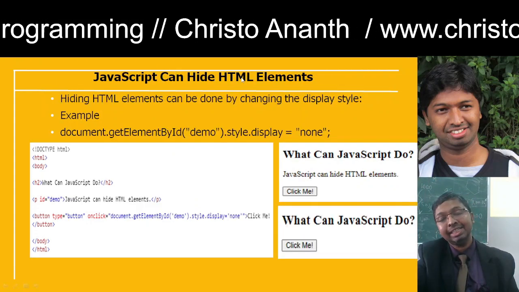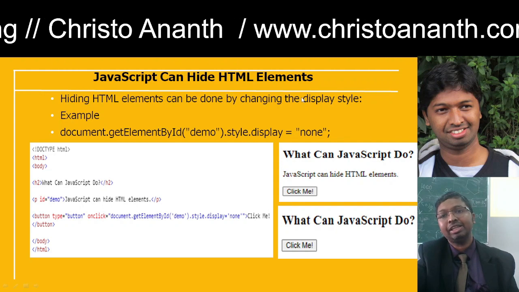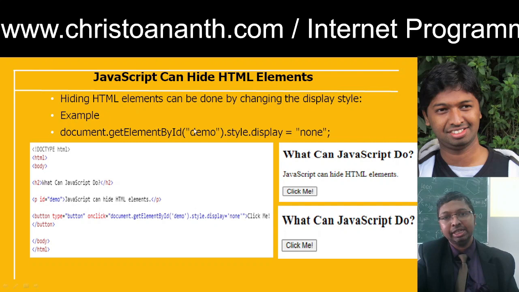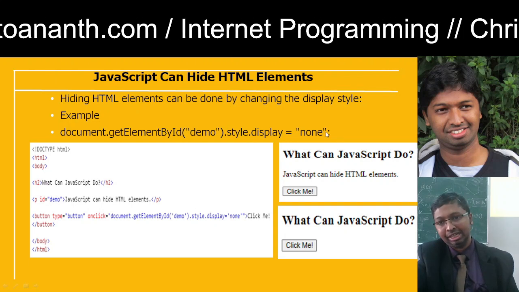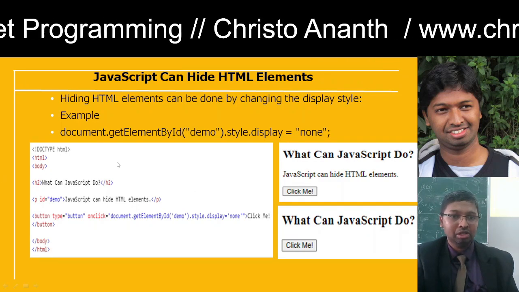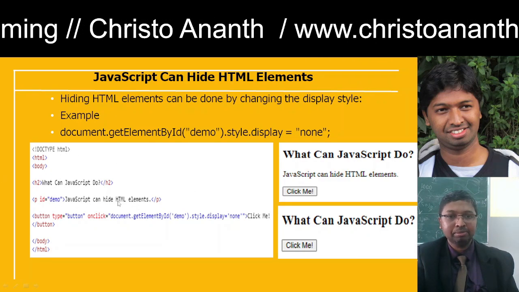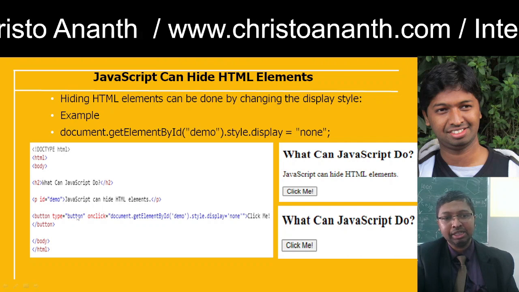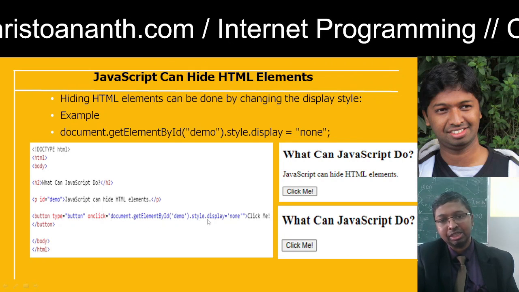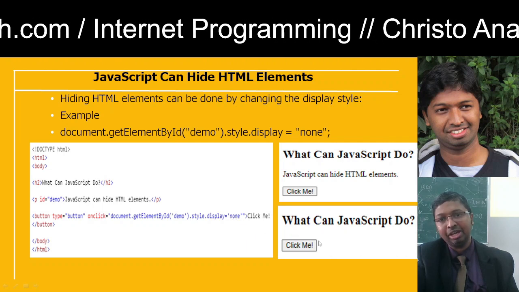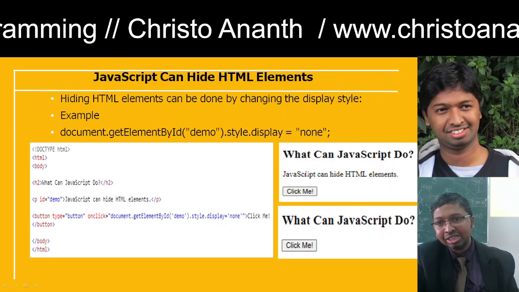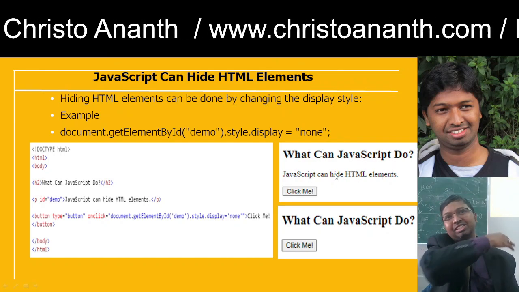You can also hide the HTML elements. That can be done by changing the display style. So document.getElementById demo.style.display none. If you specify none, it will hide it. So you'll have p id demo JavaScript can hide HTML elements. Button type button, onclick document.getElementById dot style dot display none. Maybe in the output, if you click me, this thing will be vanished.